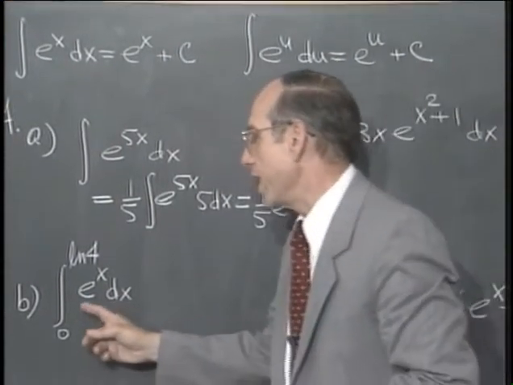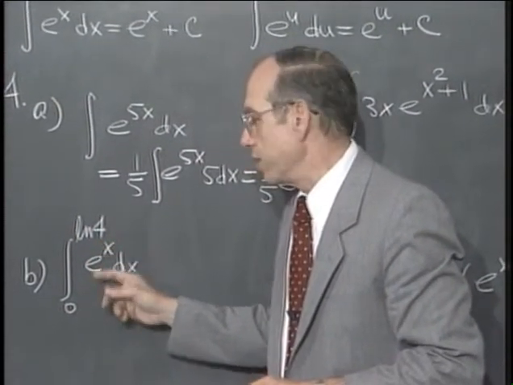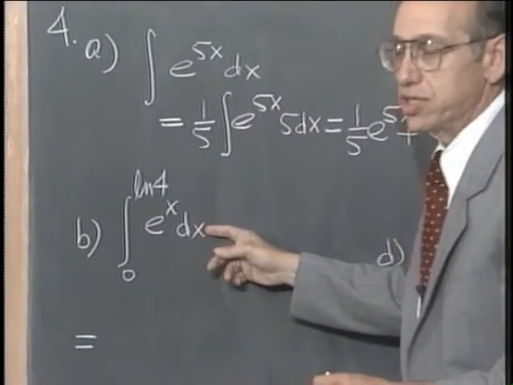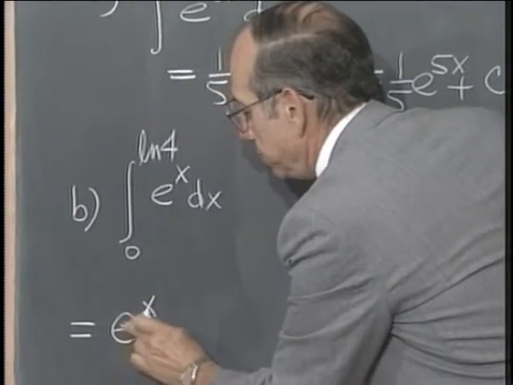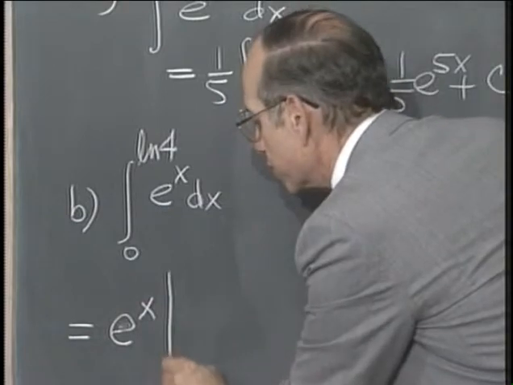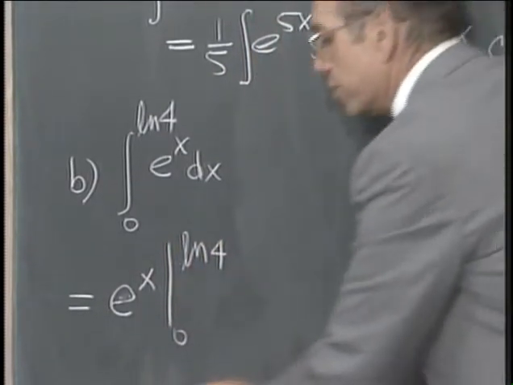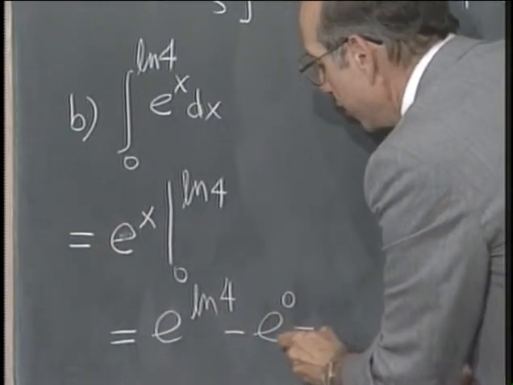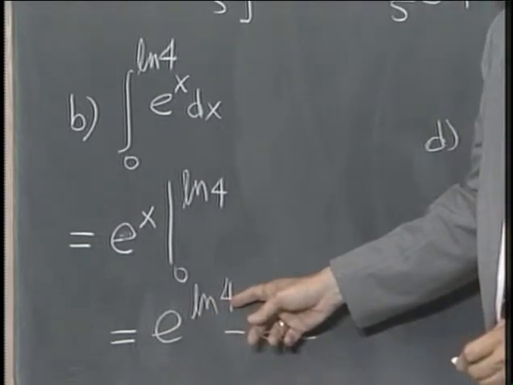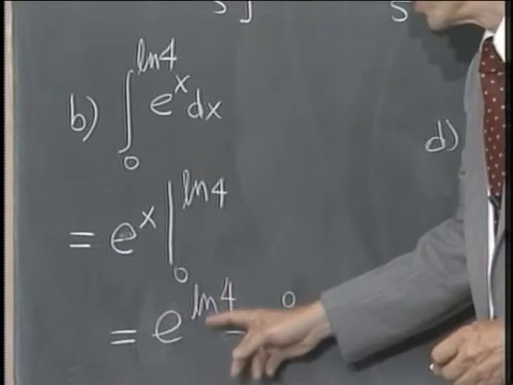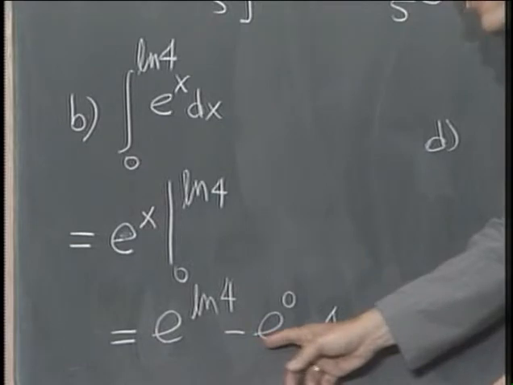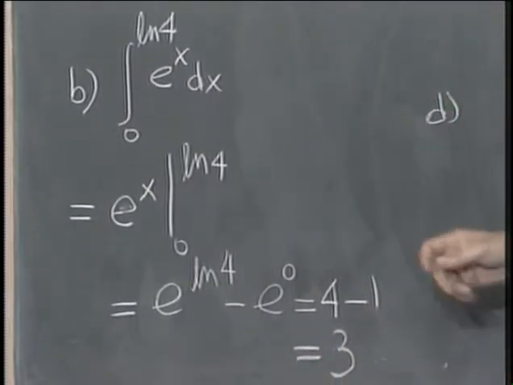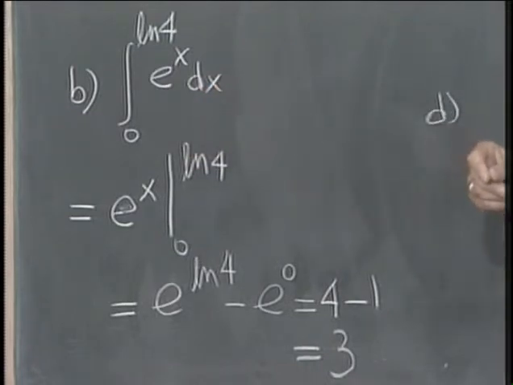Moving down to b, we have the integral from 0 to the natural log of 4 of e to the x dx. Well, the integration is easy. The integral of e to the x dx is just e to the x. No plus c because we have limits from 0 to natural log of 4. Substituting the limits, we get e to the natural log of 4 minus e to the 0. And these you should know. E to the log 4 is 4. The exponential and the logarithmic function are inverse functions, so e to the log 4 is just 4. E to the 0, well, anything to the 0 is 1. So this is 4 minus 1, and the answer is 3. The definite integral from 0 to log 4 of e to the x dx is just 3.